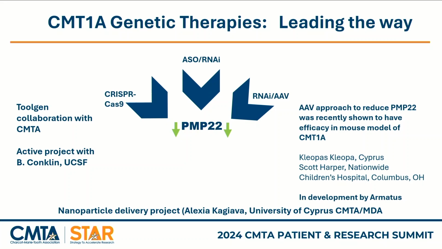We really have worked on a very multifaceted effort to try to test individual genetic therapies. One of those is CRISPR-Cas9, and I'm going to leave that to the capable hands of Zach, who will talk about that next. But we're very much interested in ASO and RNAi technology, and then obviously the AAV approach that Armatus has been developing has shown a lot of promise, and we're very excited about that.